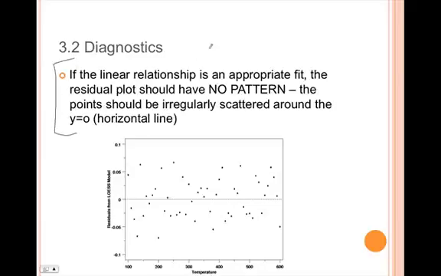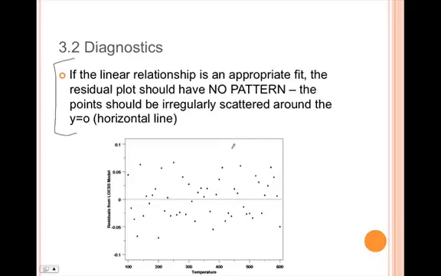If the linear relationship is appropriate, if my linear model, my LSRL, is a good fit, then my residual plot should have no pattern. I should see points scattered irregularly all over this horizontal line, which is a residual of 0. Points above the line have a positive residual, points below the line have a negative residual, and I'm looking for no pattern, okay? And I see no pattern here. This shows me that the original linear model was a good fit.